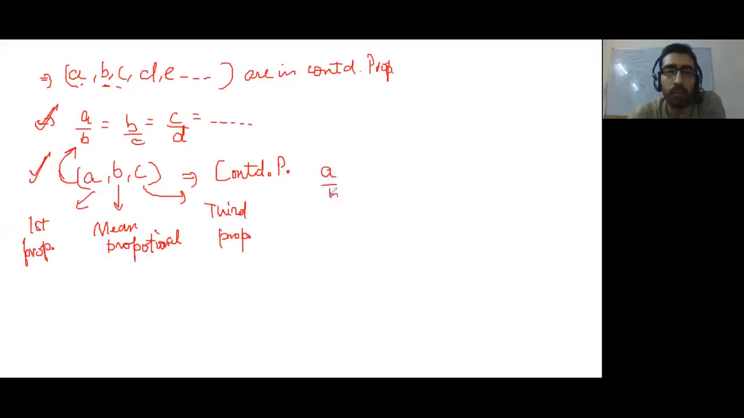A by B remains B by C. This is also something you may remember from GP, if you remember any part of GP. Geometric progression: A by B is B by C. B is our geometric mean. And of course, B square comes out to be A into C, or B comes out to be under root AC.